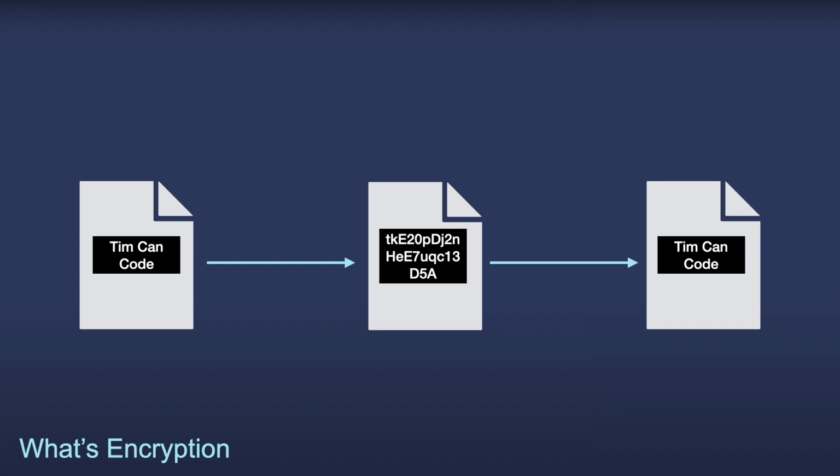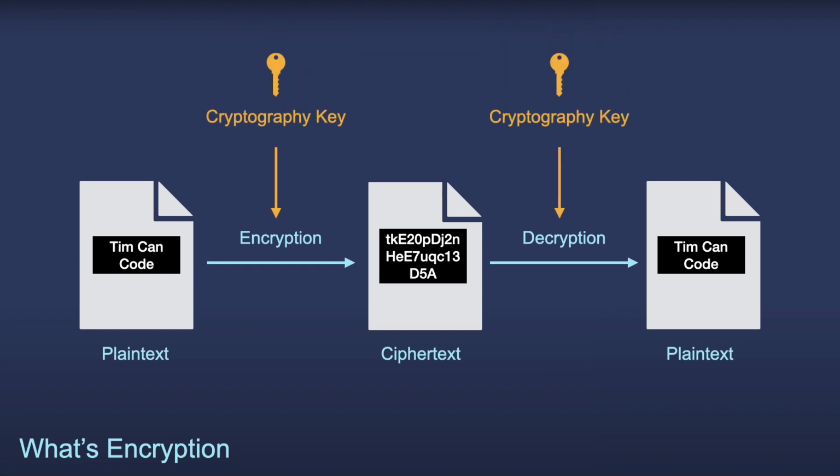In cryptography, the original message is called plaintext. The process of scrambling it is encryption, and unscrambling it is decryption. The scrambled result is ciphertext. A cryptographic key is the secret used with an algorithm to encrypt or decrypt data.